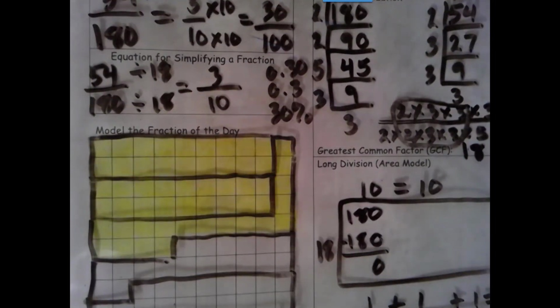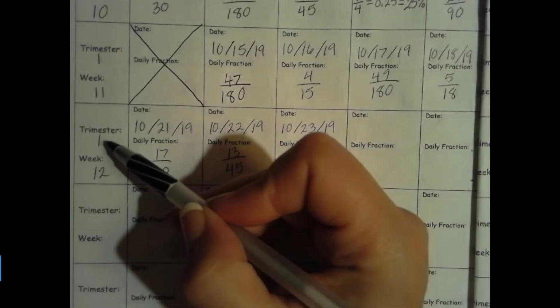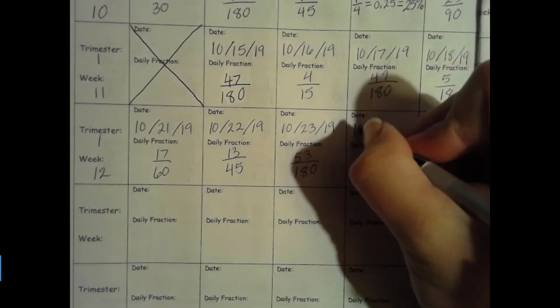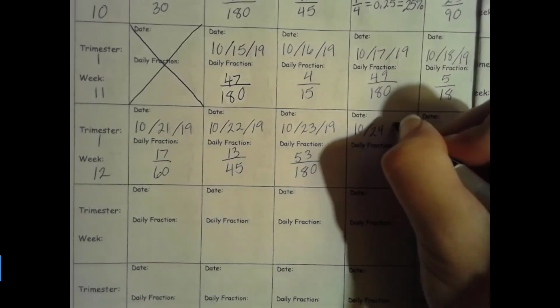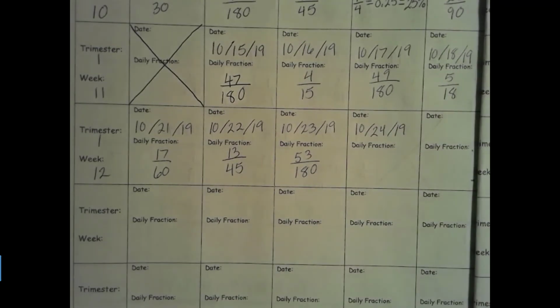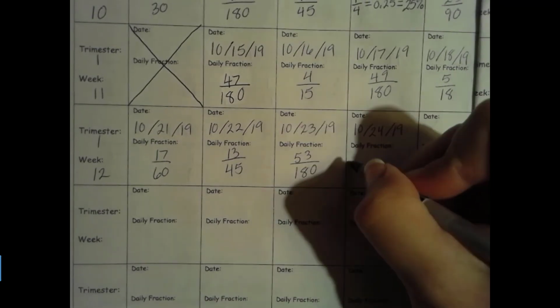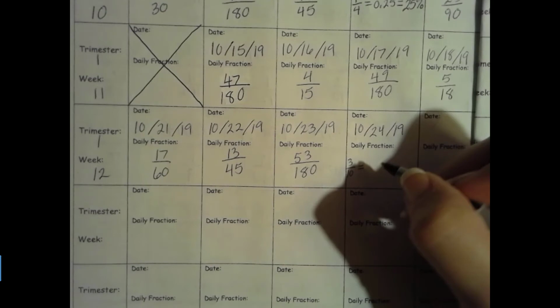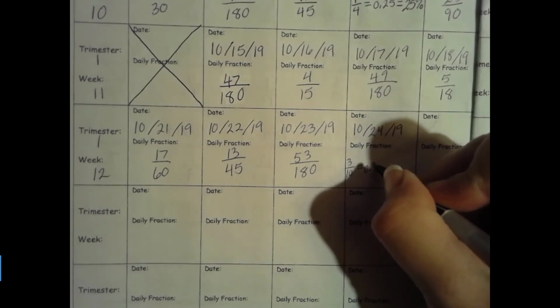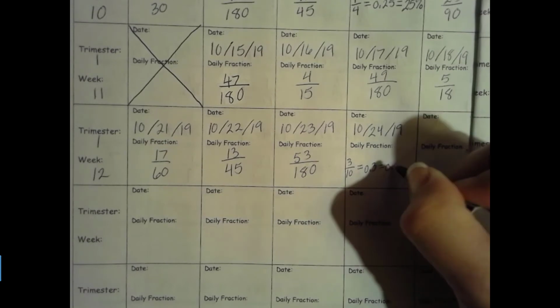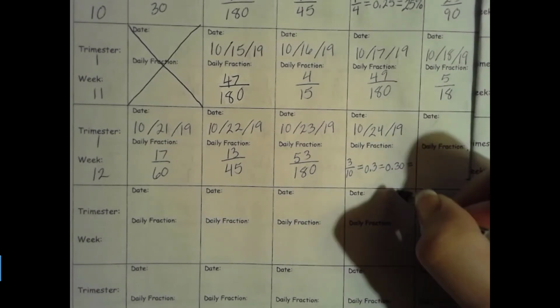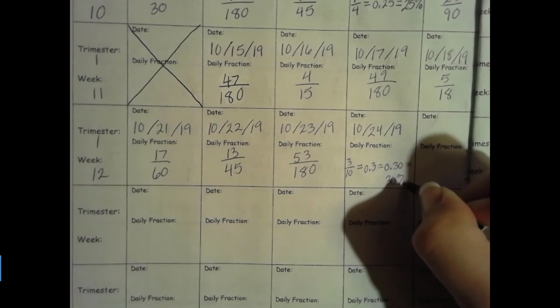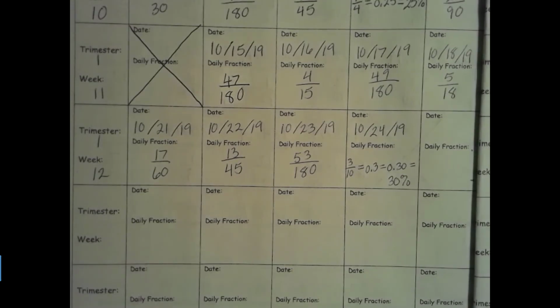All right, now let's go ahead and fill in our data collection page. Trimester 1, week 12. Today is 10/24/19. And our fraction for today is, got to write it small, 3/10, which is equivalent to 30 hundredths, which is equivalent to 30%. We have completed 30% of the school year. We have 70% to go.